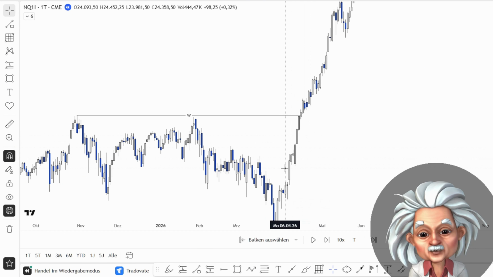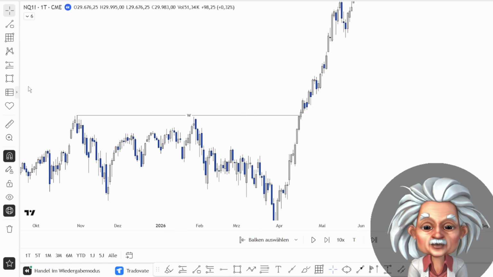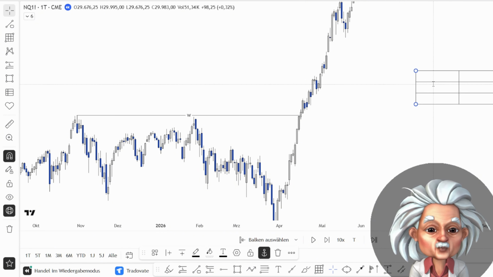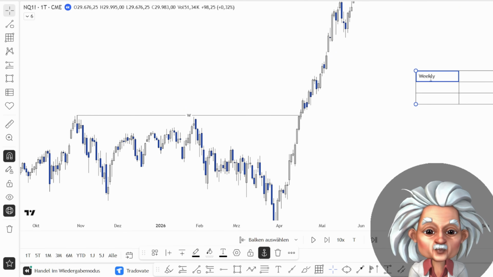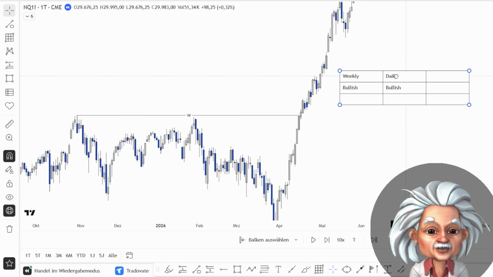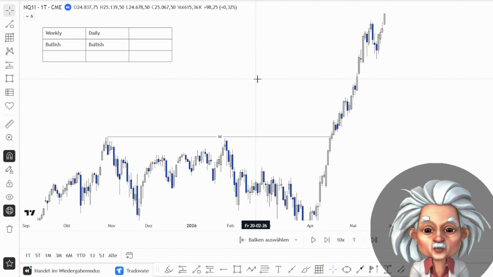So also from the daily perspective, maybe we can do it with a table, so we have the conclusion at the end and you can see it clearer. At the beginning, we saw that the weekly was bullish. Now we see that the daily is also bullish. So we have weekly, daily, and then of course we need the 4 hour.